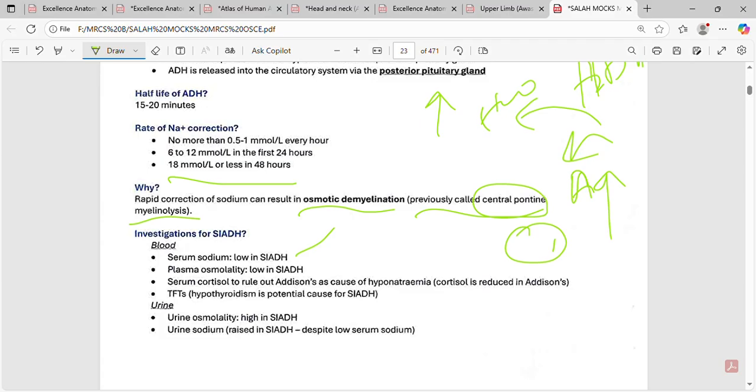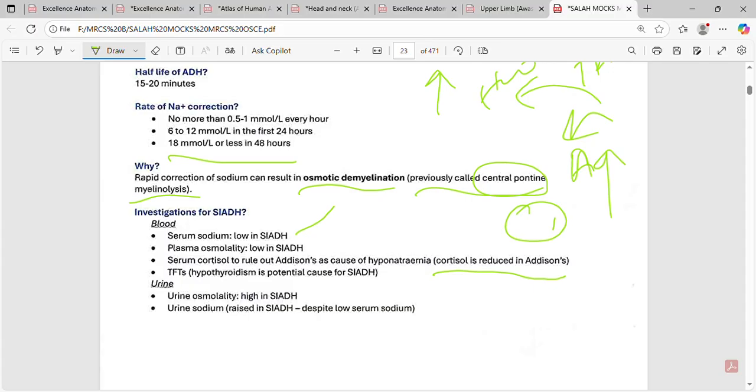and hyperkalemia, and there will be rash. These are the typical signs of Addison's disease, which can lead to Addisonian crisis. So cortisol is reduced in Addison disease, so you have to perform cortisol to rule this out. Plasma osmolarity will be low, serum sodium will also be low, but urine osmolarity will be high, because water will be reabsorbed into the body, and sodium will be high in the urine. TFTs: hypothyroidism is a potential cause for SIADH as well. Urine osmolarity will be high, and urine sodium will also be high despite low serum sodium.